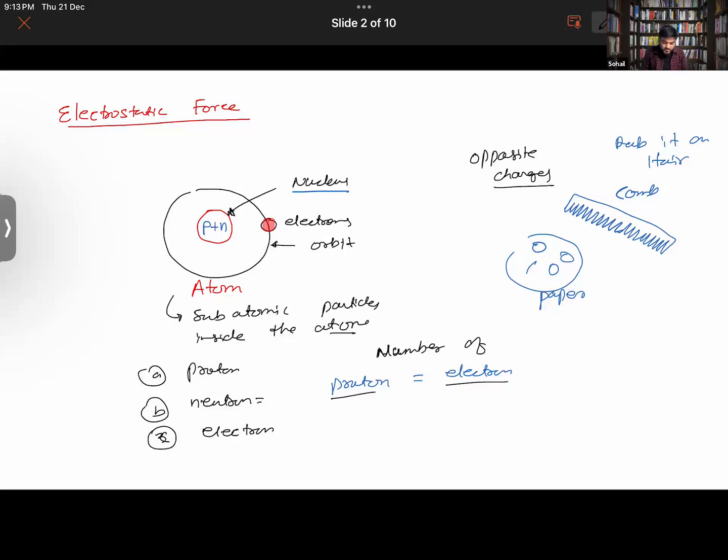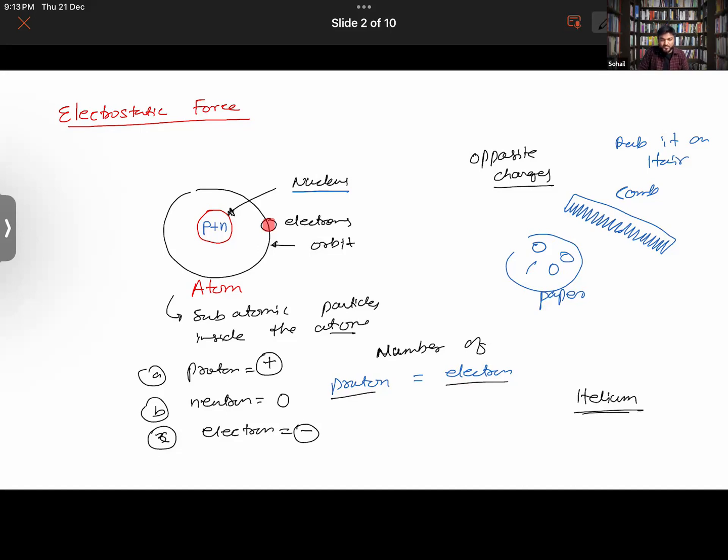Protons have positive charges on them. Electrons have negative charges on them. And neutron has got zero charge. So naturally, an atom is neutral because the number of protons is equal to the number of electrons in it.